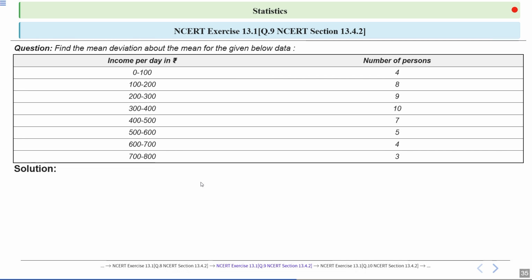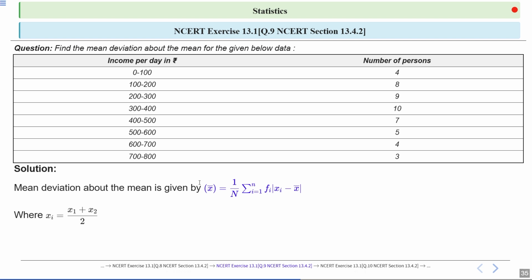So we have to find the mean deviation about the mean for the data given below. So let's solve this question step by step. The mean deviation about the mean is given by the formula: mean deviation is equal to 1 divided by n multiplied by the sum of fi times the absolute value of xi minus x bar. Here n is the total number of persons, fi is the frequency for each group, xi is the class mark for each group, and x bar is the mean.